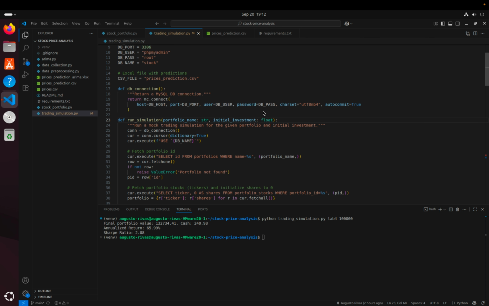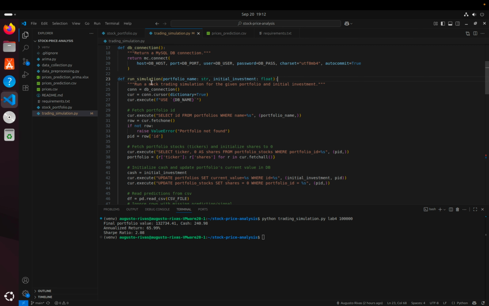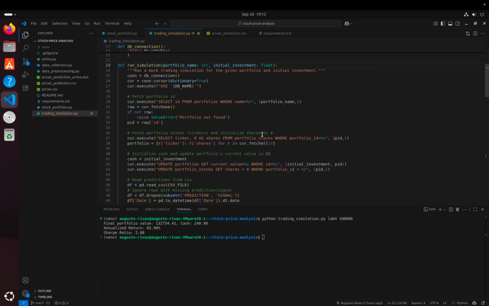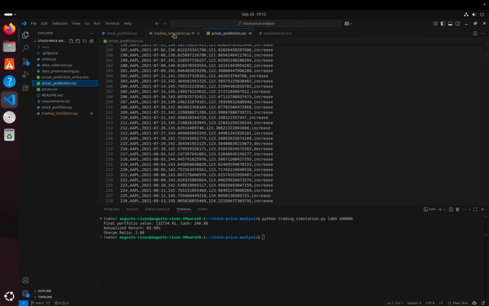So our code mainly happens in this run simulation function. It basically reads in the CSV file that we give it. In our case, it's this price predictions CSV file.